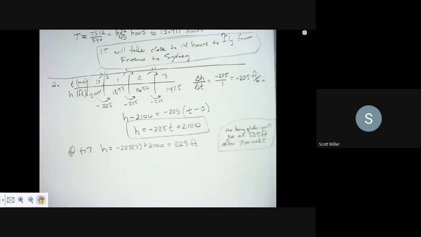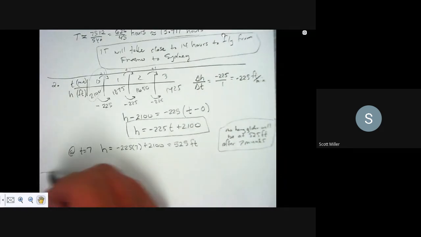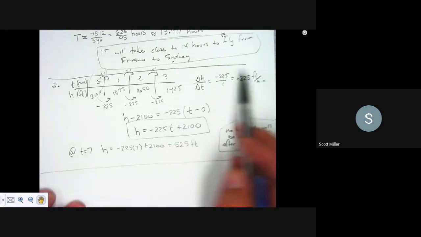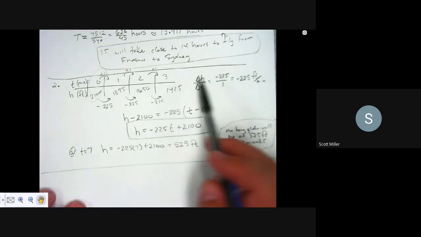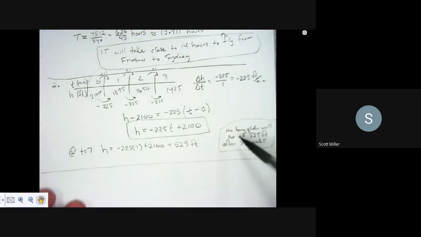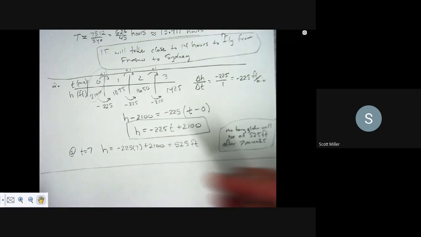Answering their question. Could I have done this with just the table? Except for the fact that the directions told you to write an equation. If I was just trying to solve this problem, could I just extend this table? I could have. By extending the table each and every time until I got to 7 minutes, I would have had the same answer of 525. Okay, so that's the numerical approach to this problem.